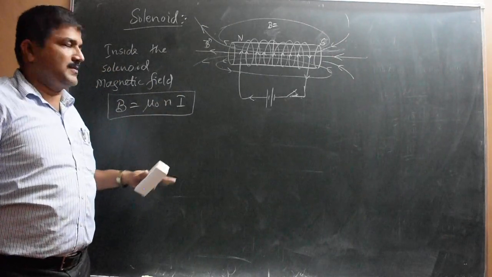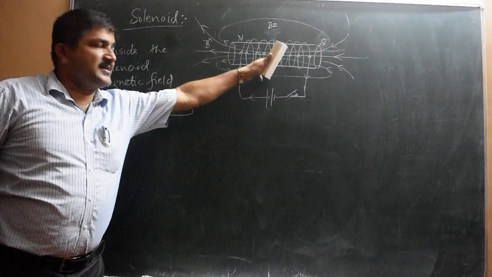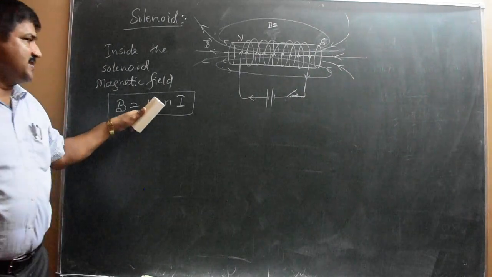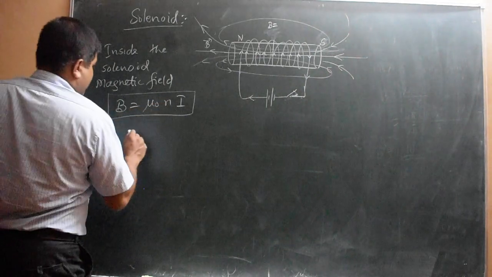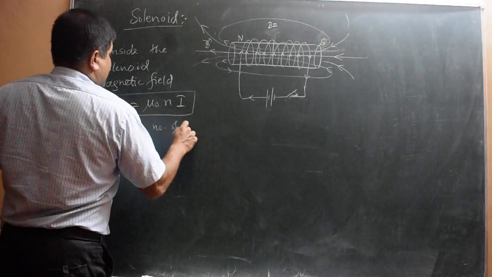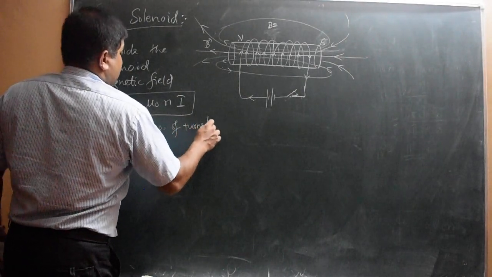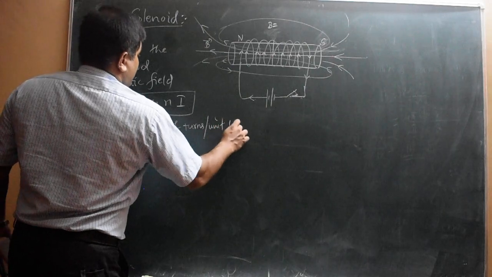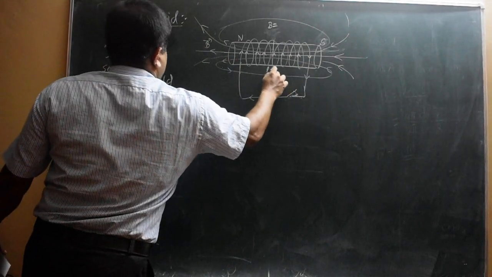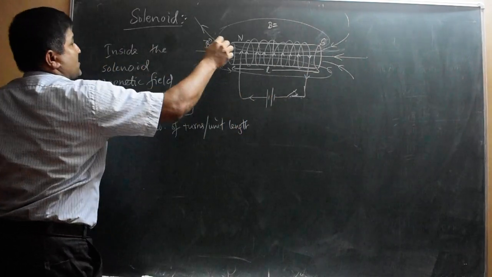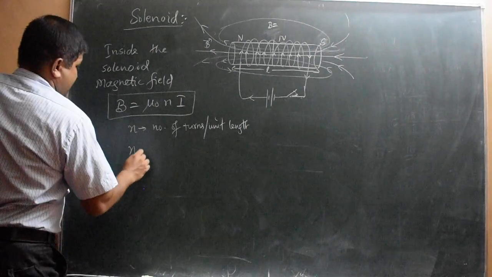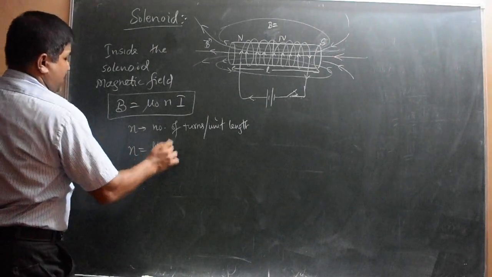That is not mentioned in the syllabus. Only inside the solenoid, at the middle of the solenoid, the magnetic field is given by this expression. Now what is n? n means the number of turns per unit length. Suppose this solenoid has a length L and it has a number of turns, say N. Then we can say n equals N divided by L.